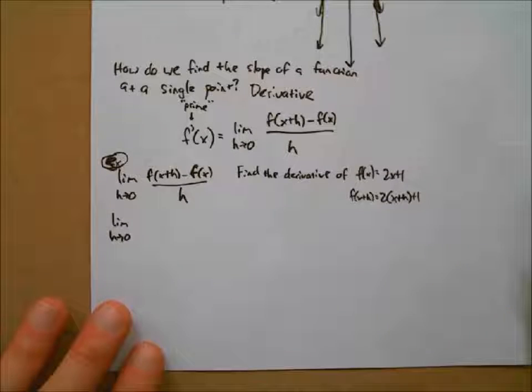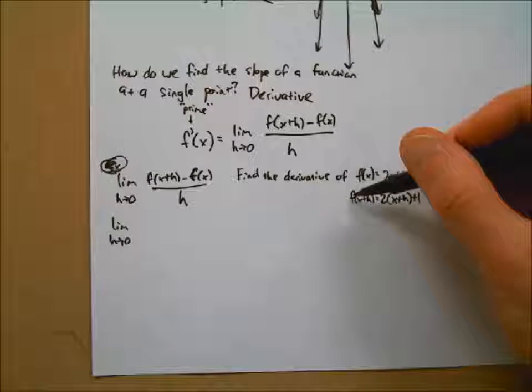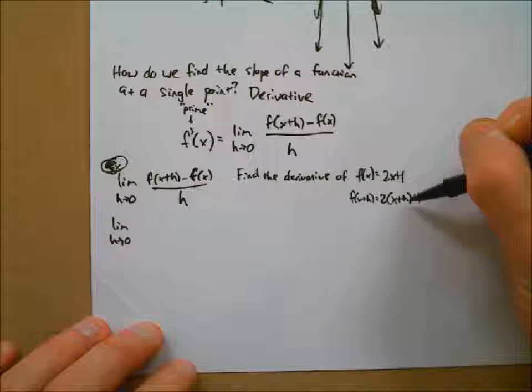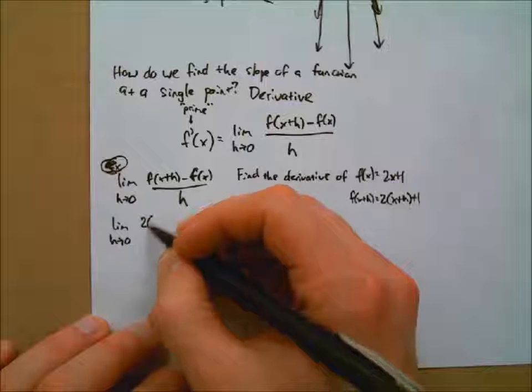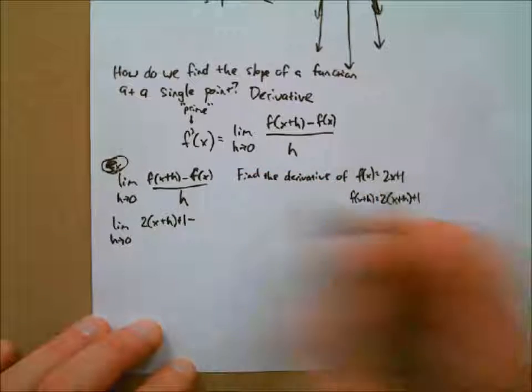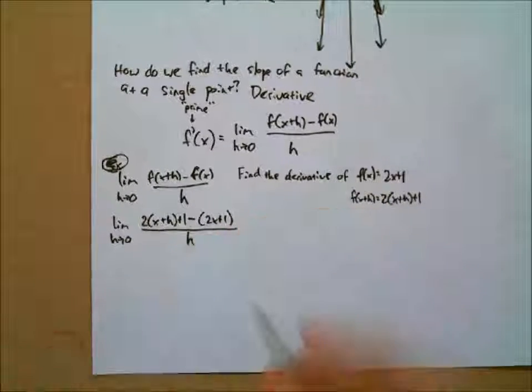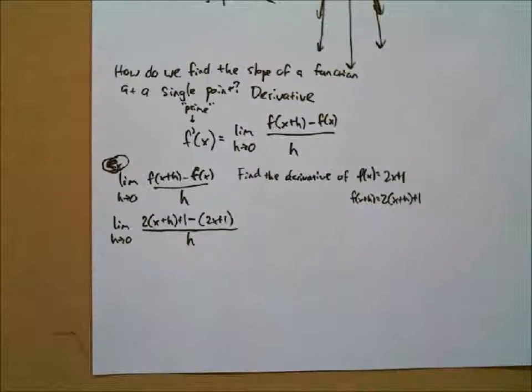If f applied to x is 2 times x plus 1, then f applied to x plus h is 2 times x plus h plus 1. So I'm going to get here 2 parentheses x plus h, plus 1, minus f of x, which is the quantity 2x plus 1, all over h. I know it gets a little confusing because you have x's and h's mixed together, and it can get a little bit much, but this is how we do the limit definition here. So just try to keep those x's and h's straight.